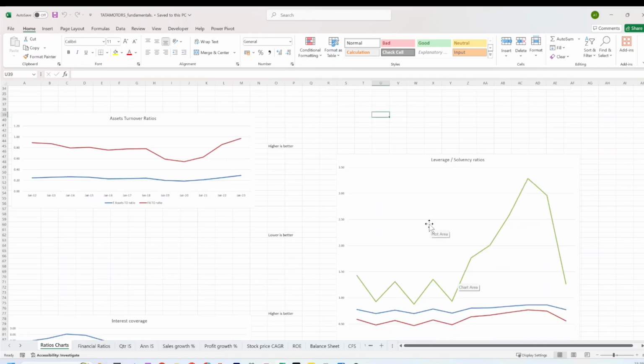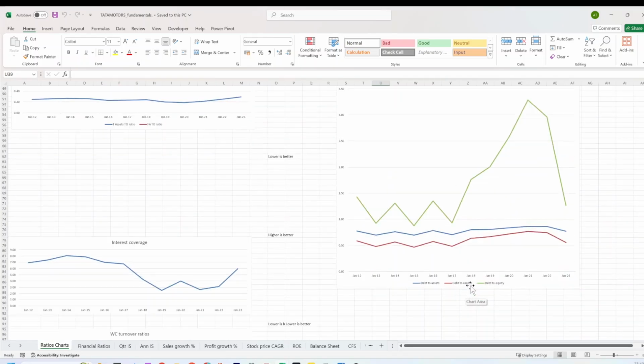Now let's move to solvency ratios. Solvency ratios reflect the company's ability to meet its long-term obligations and financial stability. To measure, we have three indicators here. One is debt to asset, debt to capital, and debt to equity. Debt to equity shows the proportion between debt and equity. Currently it is at 1.26. At 1, debt and equity are at an equal level. But now at 1.26, it shows debt is more than the equity.